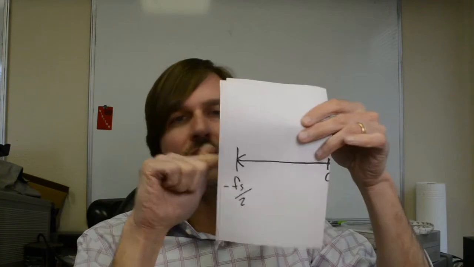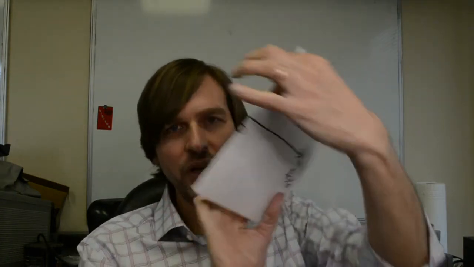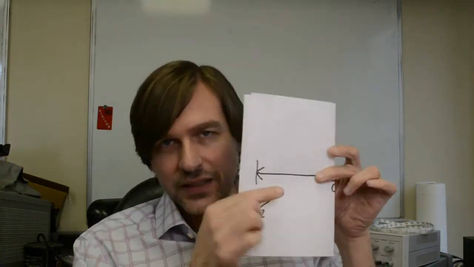However, there's bleed through from the positive and negative frequencies. They're mirror images of each other because they bleed through. So you still go around and around and around, but you also have this bleed through effect.